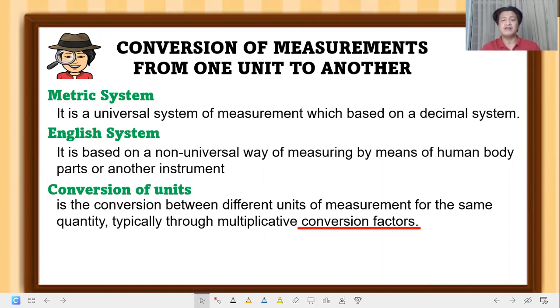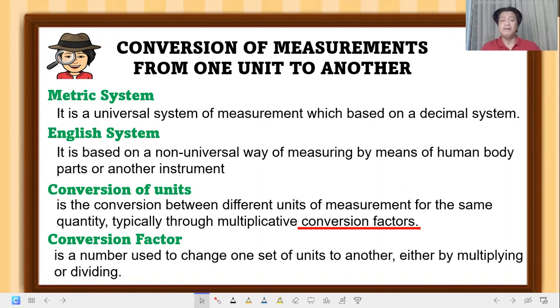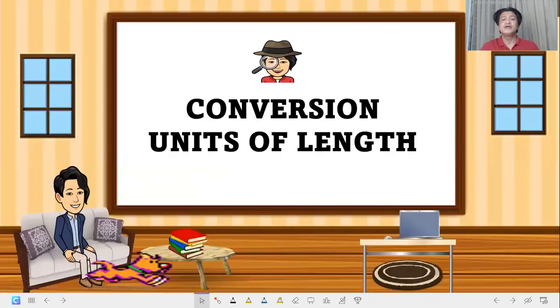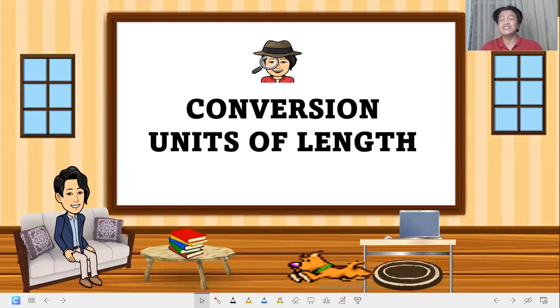Meron tayong tinatawag na conversion factors. So ano naman yung conversion factors? That is a number used to change one set of units to another, either by multiplying or dividing. So with that, let's have conversion units of length.